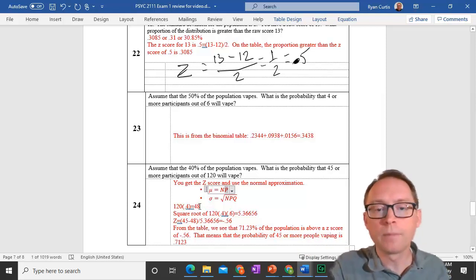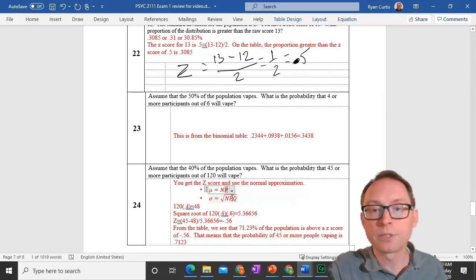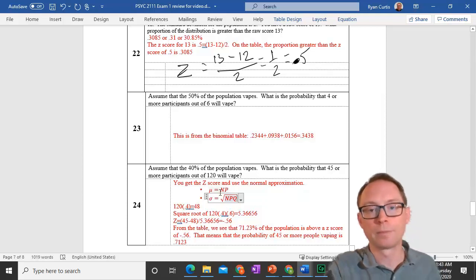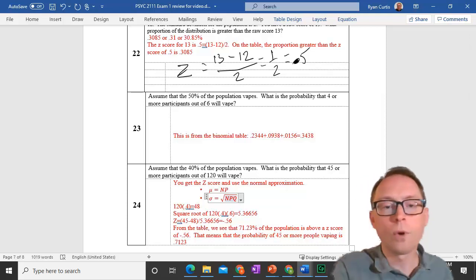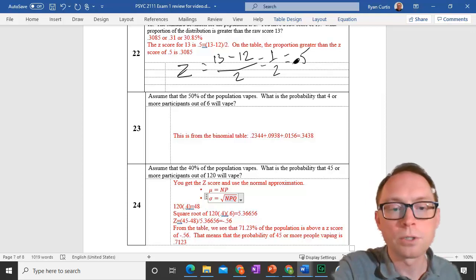Now, p is the probability of us having somebody who vapes. q is the opposite, so q would be the probability of somebody who doesn't vape. All right, so let's go ahead and get the mean first. Already we know that 45 is our raw score.